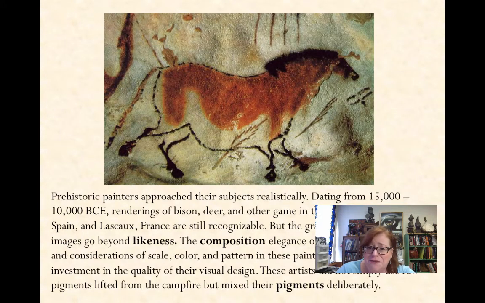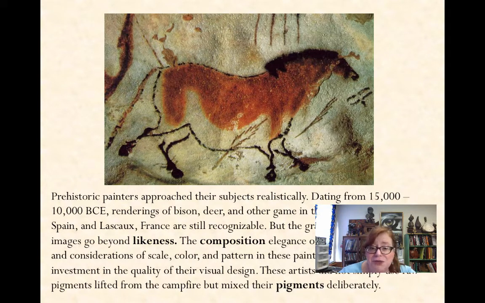So prehistoric painters, as I mentioned, tended to approach their subjects realistically. So dating from about 15,000 to 10,000 BCE, there are renderings of bison, deer, and other game in the cave art of Altamira in Spain and Lascaux in France. They're still recognizable as what the artist intended them to be. But it's not just a likeness. The artist clearly thought about things like composition, the beauty and the elegance of the lines they were drawing. They cared about the way it looked, the care in production. They also considered scale, color, and pattern. So it's a considerable investment in the quality of the visual design.